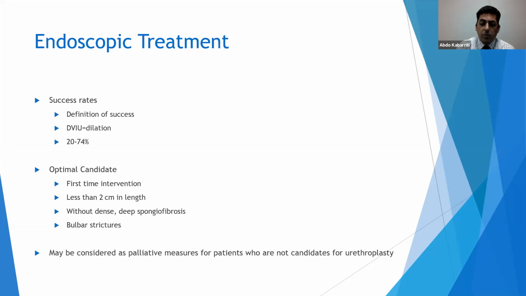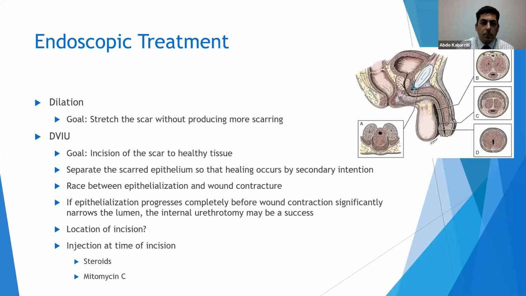Now, of course, endoscopic treatment may be considered as a palliative measure for any patient who is not a candidate for urethroplasty, as I mentioned earlier. So with dilation, the goal is really just to stretch the scar without producing any further scar. Whereas with the DVIU, you're incising the scar down to healthy tissue.